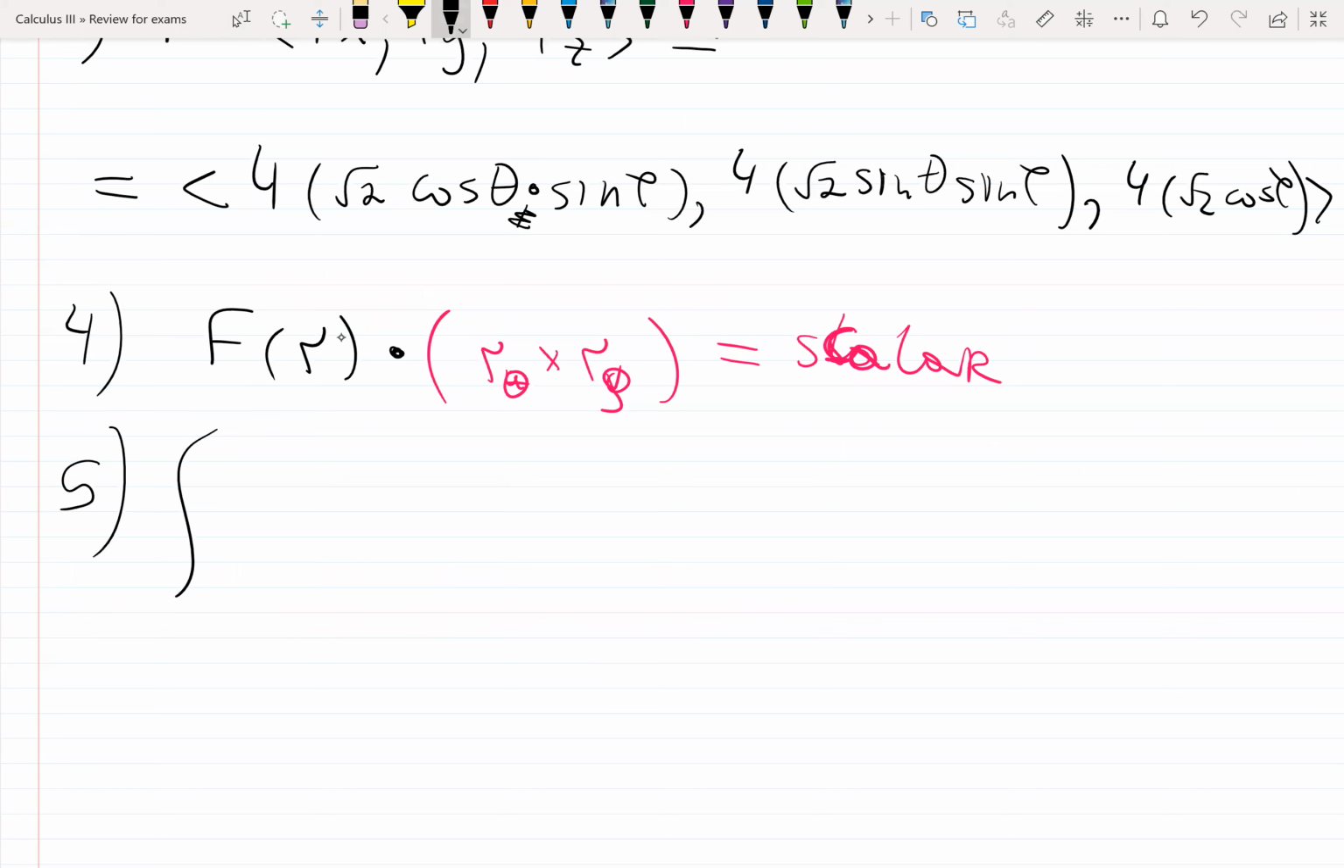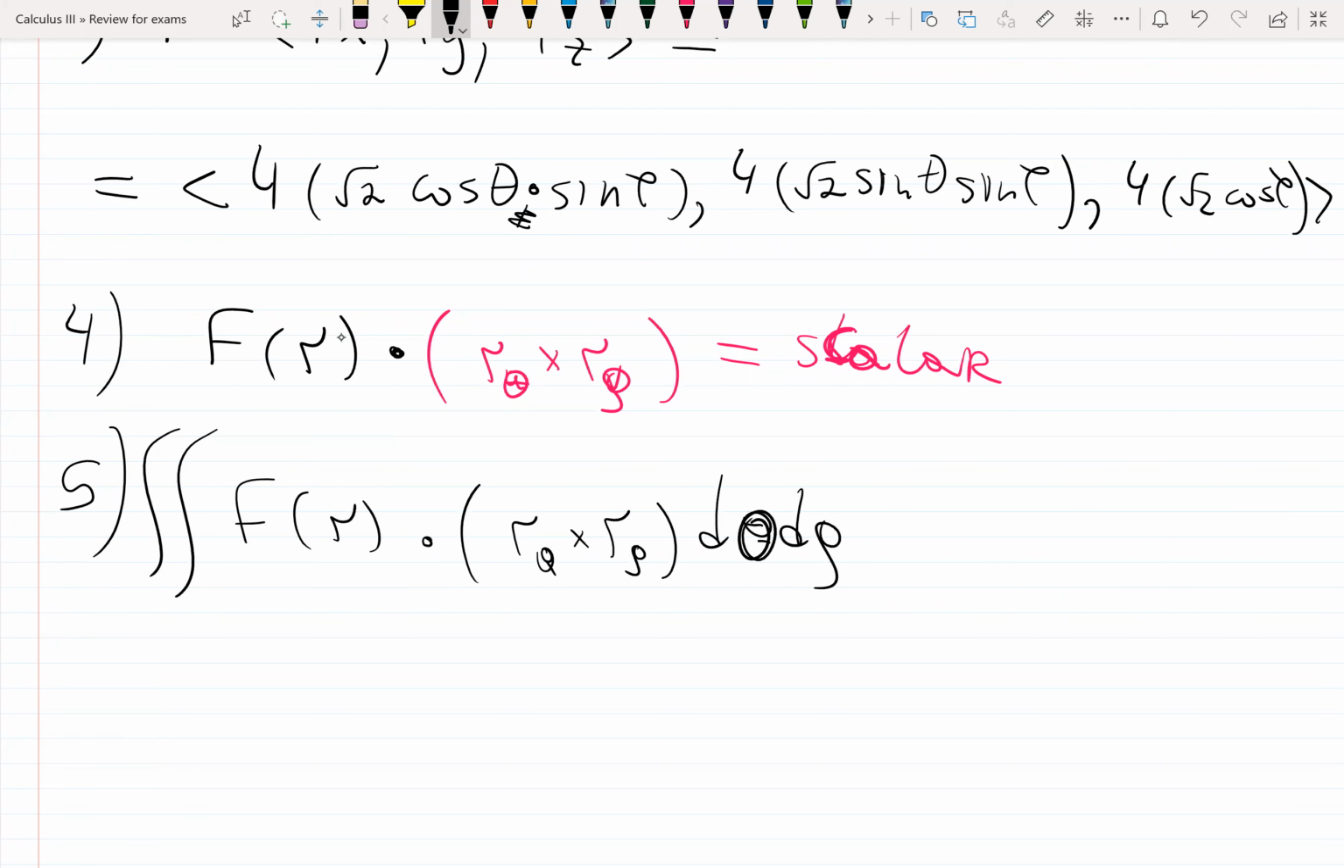The double integral of f of r times r theta cross r rho, d theta d rho. Let me know if you don't understand where these came from. I'm changing the formula we had. Instead of du dv, now it's d theta d rho. Double integral.